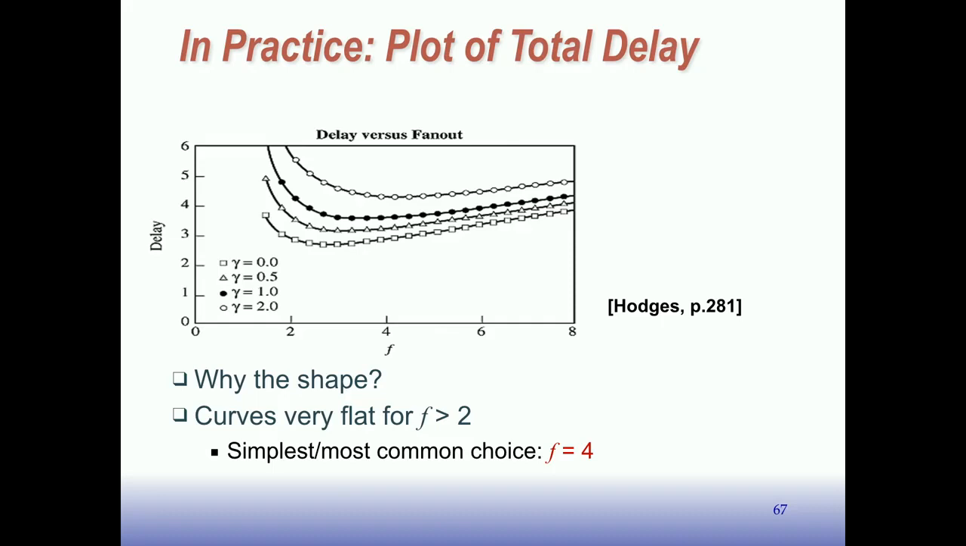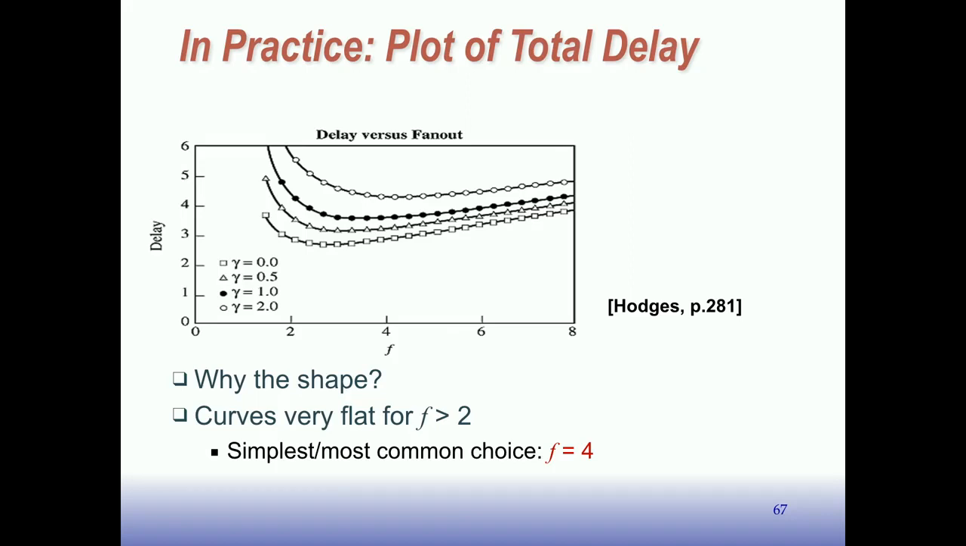All right. First of all, why the shape? So this looks like some kind of quadratic thing, right? It goes up when we go to the left, and it goes up when we go to the right. And why does that happen? Well, if the fan out is high, that means we're going to have a small number of stages in our delay chain, because each stage gets bigger at a fast rate. So to get from the small c up to the big C, we don't need many stages. As we increase f, the number of stages goes down.